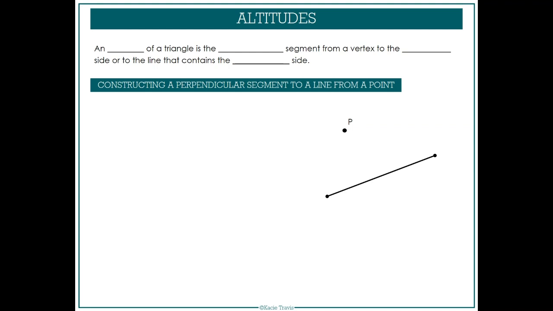We are going through our final round of constructions. We're talking about altitudes. So let's go through and talk about the definition first. An altitude of a triangle is the perpendicular segment from the vertex of the opposite side that contains the opposite side.